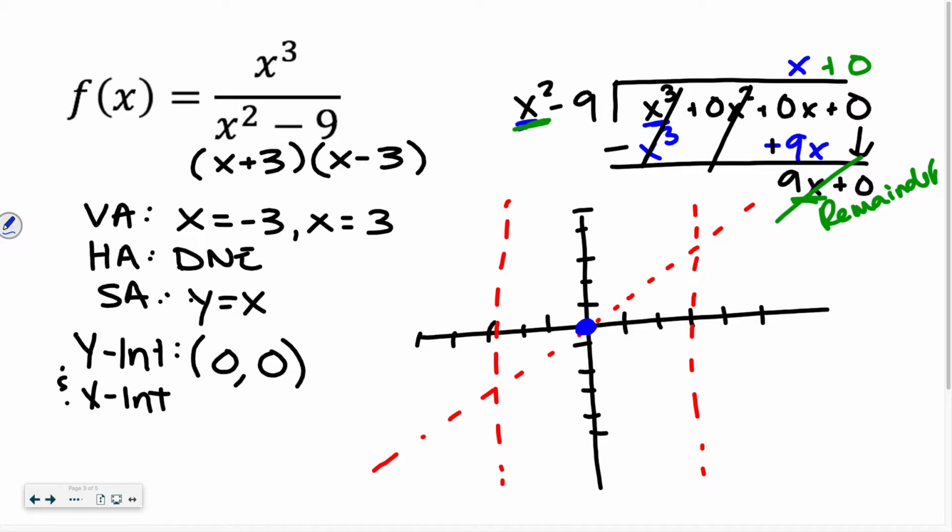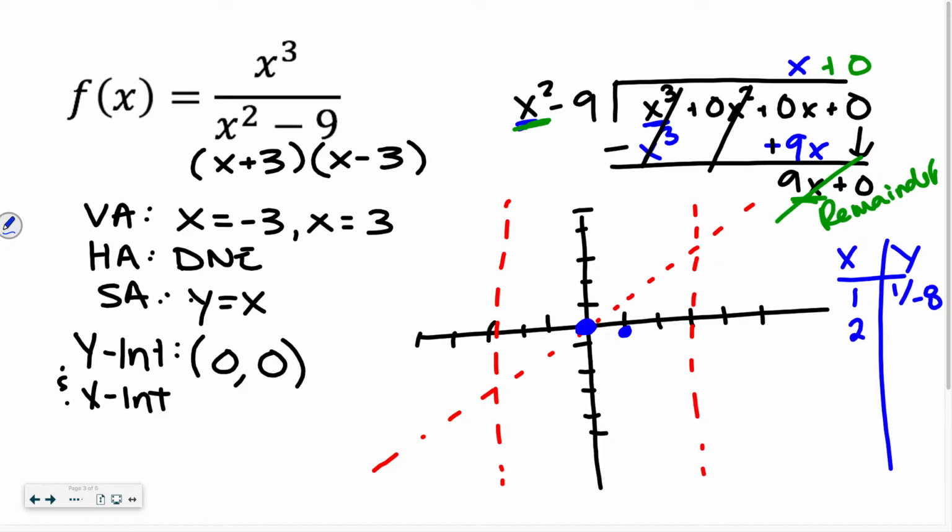Okay, well, that's not a whole lot of points. I really don't know what's happening. So I'm going to make some x's and y's. I'm going to focus on the center part because I have that 0, 0. Let me put in 1. 1 cubed is 1. 1 squared minus 9 is negative 8. So that's going to be 1, negative 1/8.